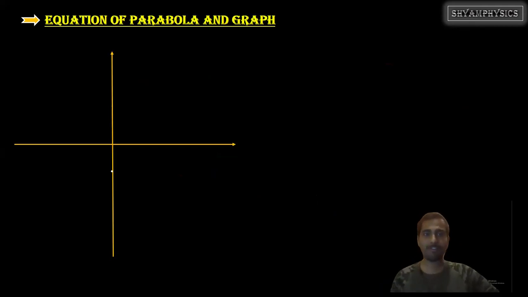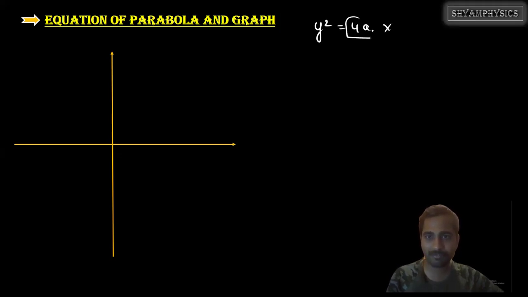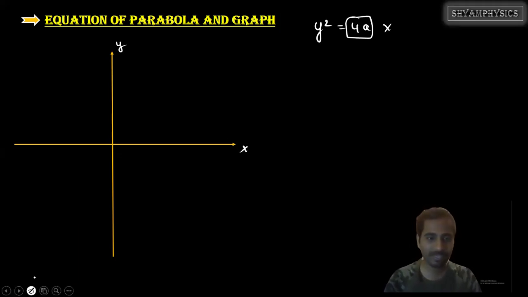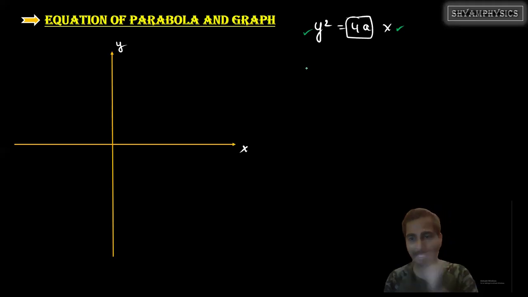Next, the equation of the parabola and its graph. You might know this from mathematics. For a parabolic function, we have the equation y square is equal to 4ax. Here 4a is a constant. We don't need anything from 4a in physics. Now this is the x-axis, this is the y-axis. By giving an x value, y is going to change, which means x is the independent variable and y is the dependent variable. Y depends on x, that's all.